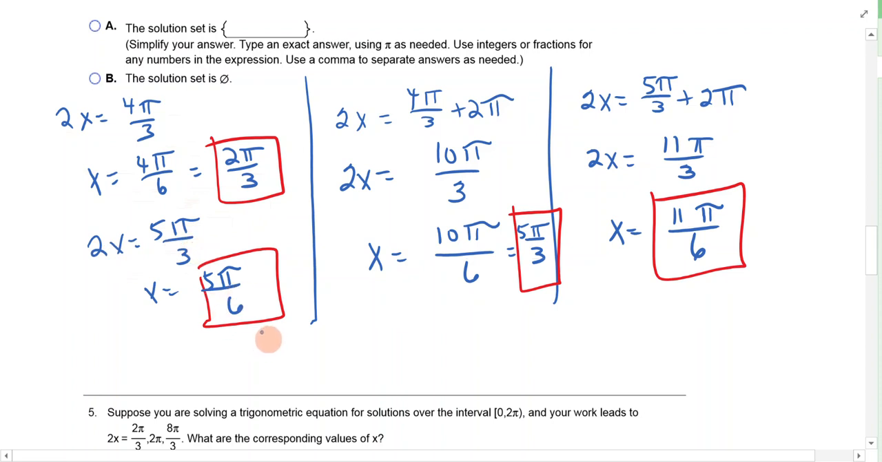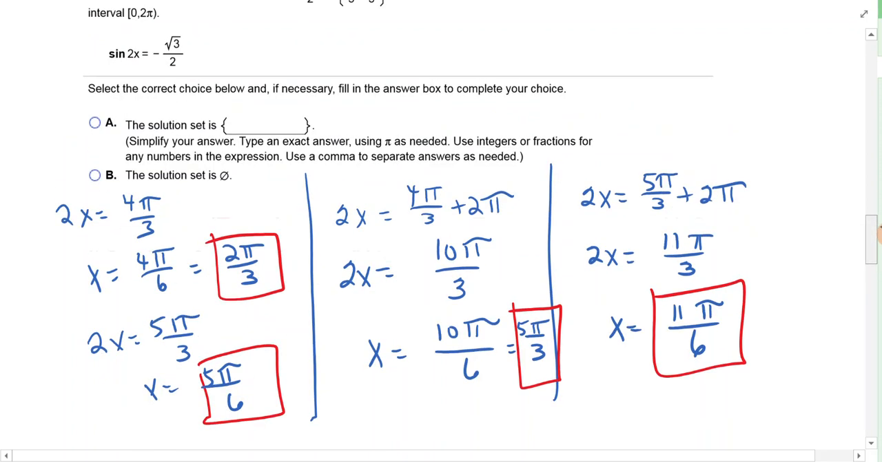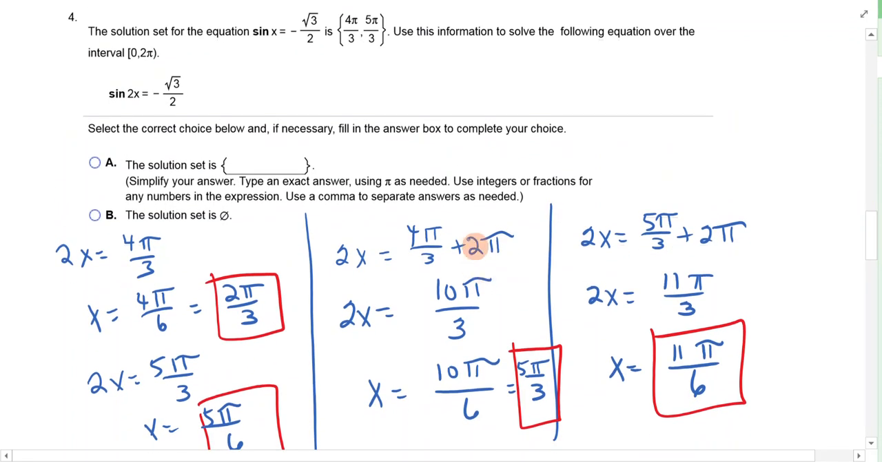Doesn't reduce. And then we also have to go another revolution. So it's 4 pi over 3 plus 2 pi. Sorry, that's going to be 6 pi over 3 plus 4 pi. That'll be 10 pi over 3. Divide by 2 is like multiplying by a half. You get 10 pi over 6. And that's 5 pi over 3.